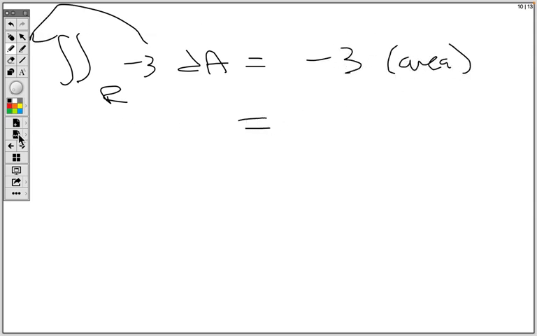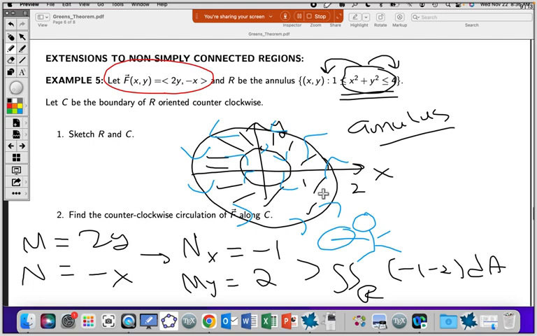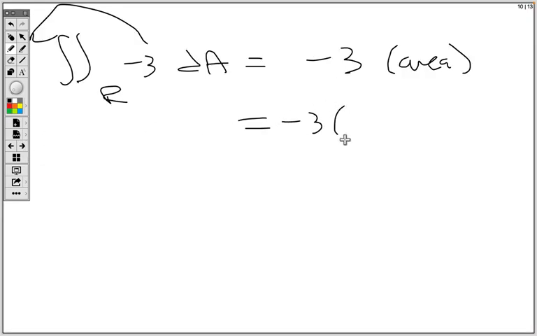And we can get the area geometrically. It's just the area of the circle of radius 2. I just have to subtract off the area of a circle of radius 1. So that'd be -3 times... what's the area of the circle of radius 2? Yeah, pi times 2 squared, so 4 pi. There we go. And so our final answer is what?